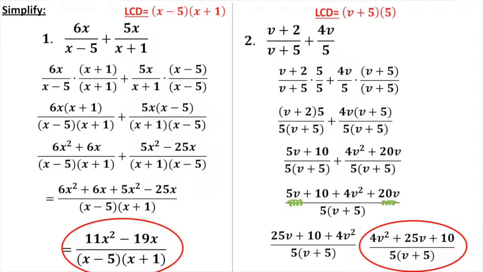Check your answers here. There's quite a bit to these. We want to make sure that you're writing these in order. This is 11x squared minus 19x. Over here, it needs to be in this order as well, 4v squared plus 25v plus 10. Okay, that's an error sometimes I see, and that is incorrect if you don't put it in the right order.